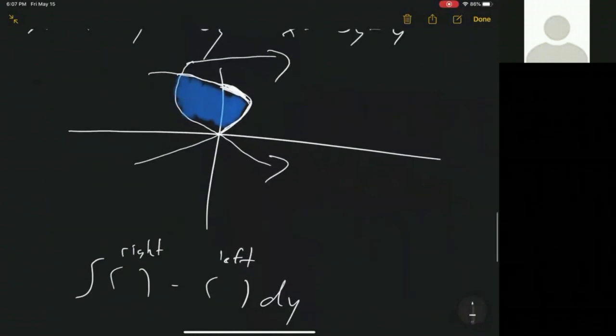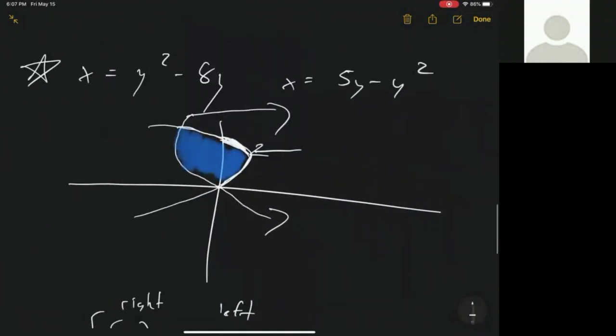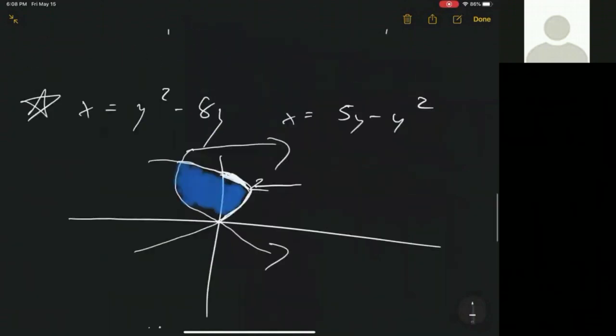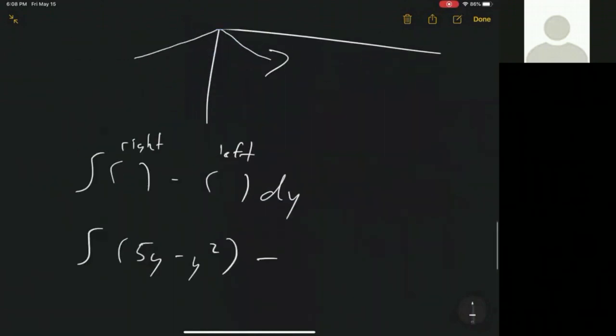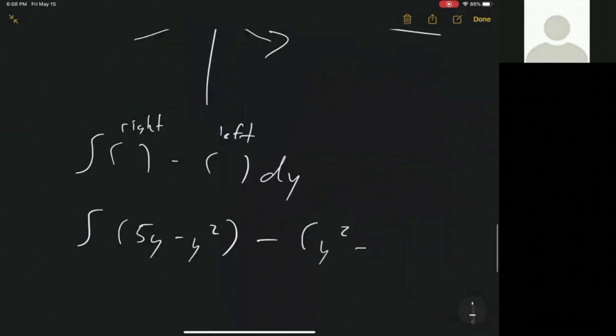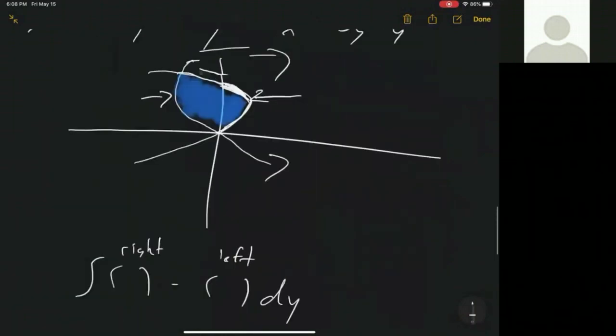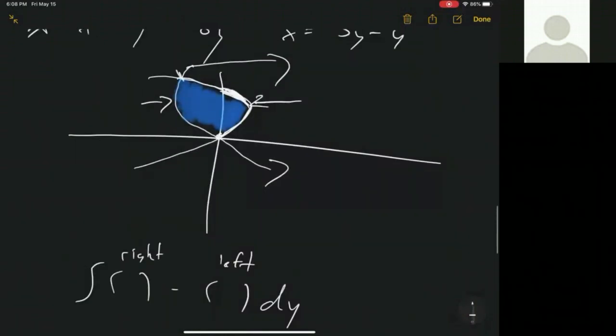So what is the right curve? Well, the right curve is this thing, which is, let's see, 5y minus y squared. And then the left curve would be this thing, which is y squared minus 8y. And then the next thing I need to do is find my bounds of integration, right? So I need to find these intersection points.